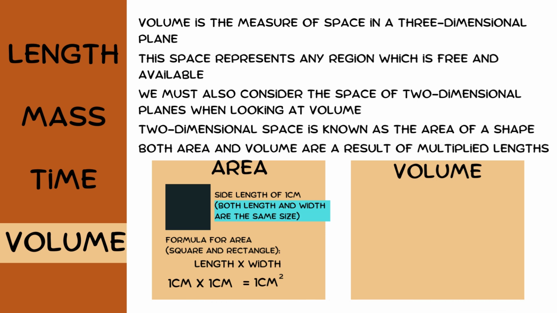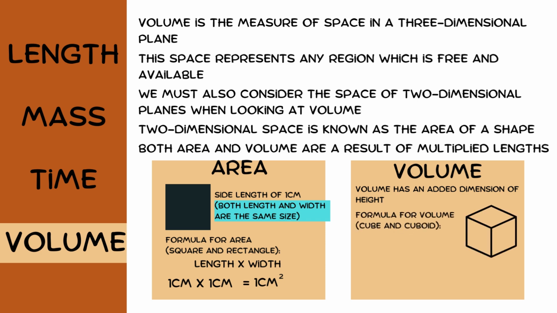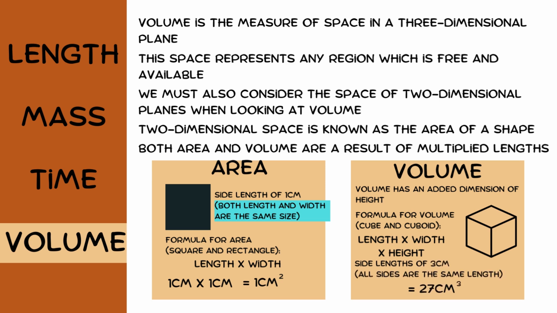Similarly, with volume, there is an added dimension of height that we need to consider. So, when we want to find the volume of a cube or cuboid, we need to multiply the length, the width, and the height together. Therefore, the volume of a cube with side lengths of 3 centimeters will be 27 centimeters cubed.